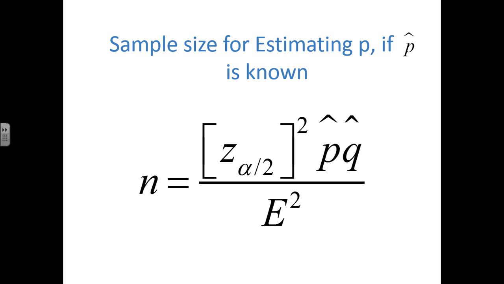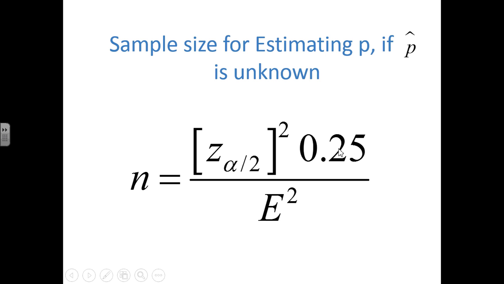Now sometimes we have a given margin of error. We know that we need to have our estimate be within a certain margin of error. So if we want to find the sample size for estimating p, if our sample proportion is known, we use this formula, but this means we know p hat and q hat. If we do not know it, then we assume p hat is 0.5 and q hat is 0.5, and 0.5 times 0.5 is 0.25. You would use this formula.